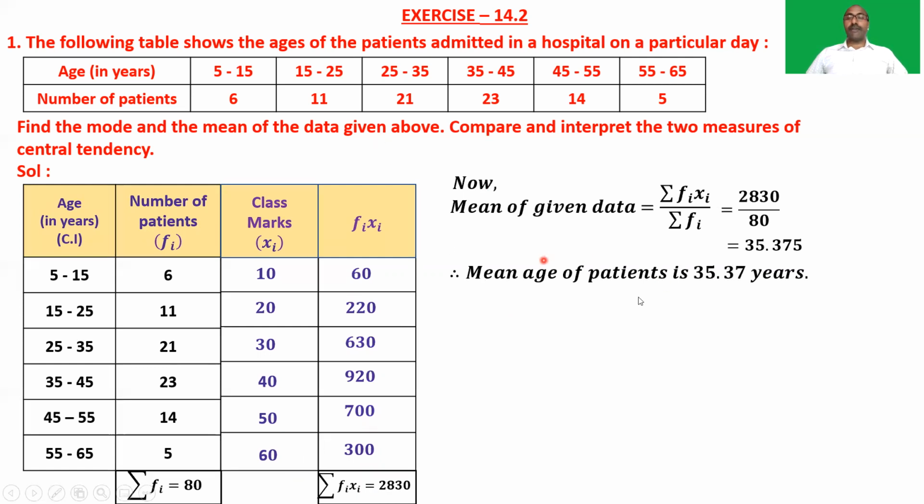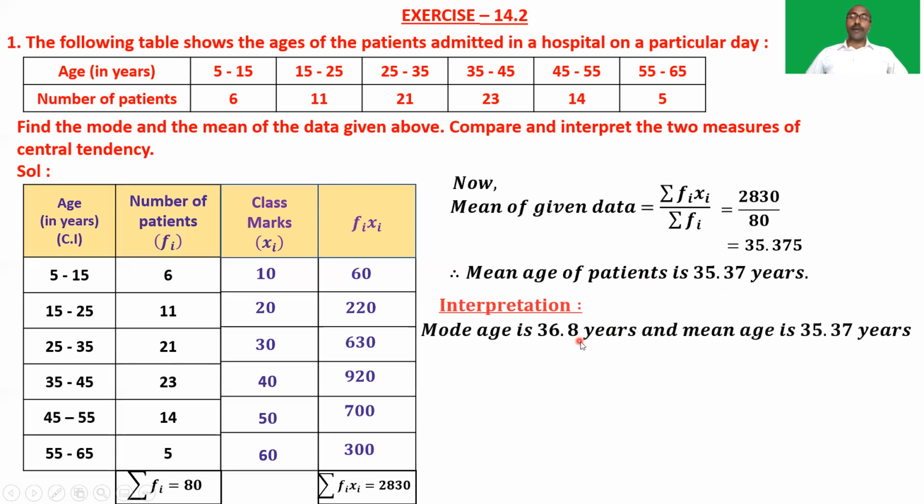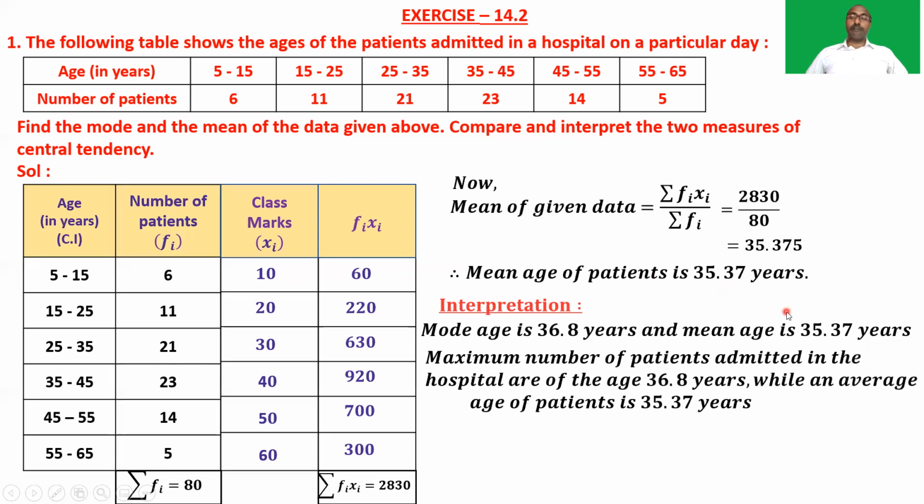The mean age of patients is 35.37 years. So, what can we interpret about these results? The mode age is 36.8 years and the mean age we got is 35.37 years. That means the maximum number of patients admitted in the hospital are of age 36.8 years, while the average age of patients is 35.37 years. Okay, students, that is what we can interpret here.